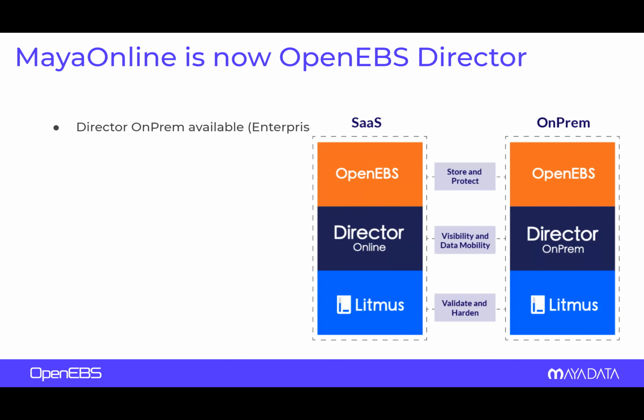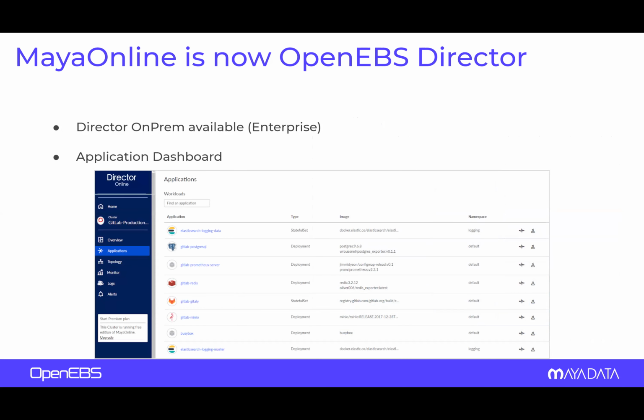This is another change. MayaOnline is renamed. It is now called OpenEBS Director. And beginning from 1.0, we also have an on-prem version of Director, MayaData OpenEBS Director on-prem. If you are interested, MayaOnline adds really nice functionality on top of OpenEBS. In addition to being able to monitor and manage your OpenEBS volumes, you get a nice application dashboard for applications or stateful workloads running on top of OpenEBS.